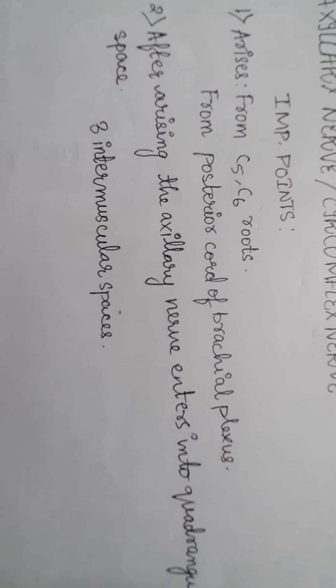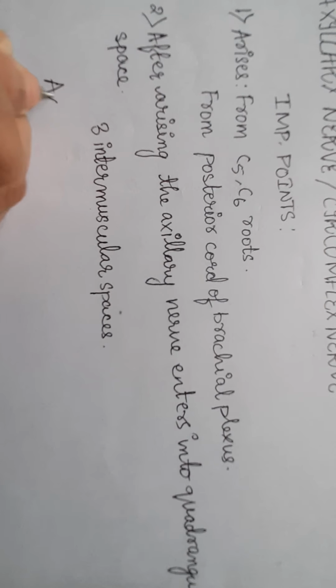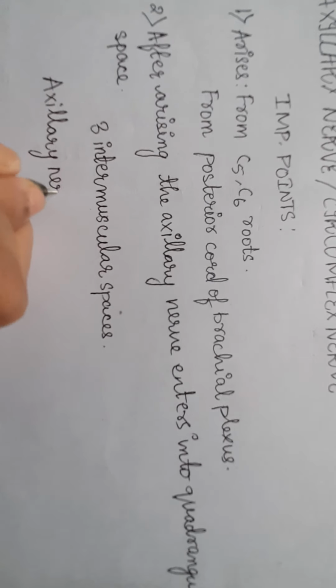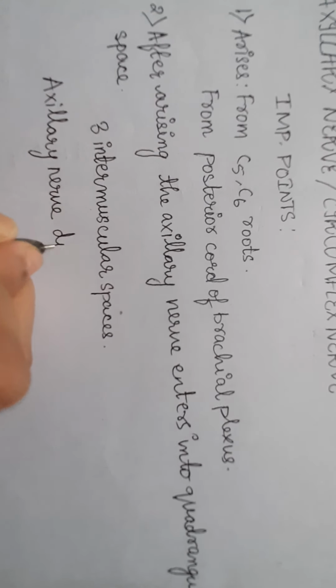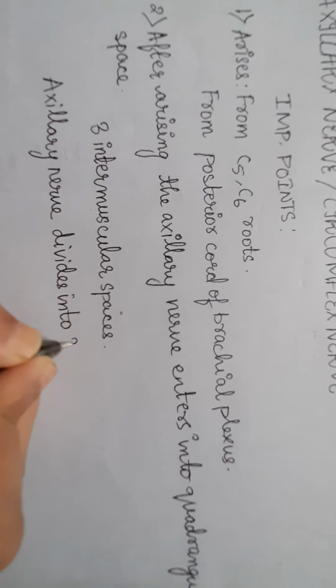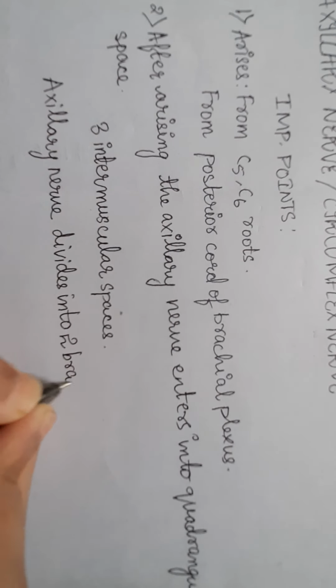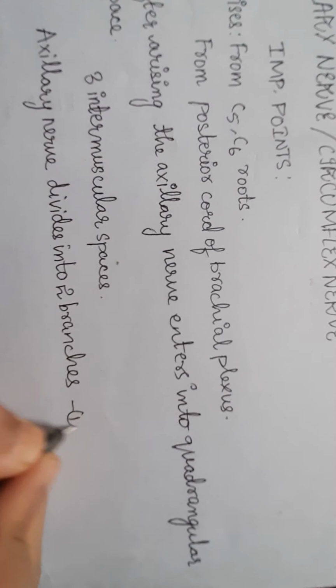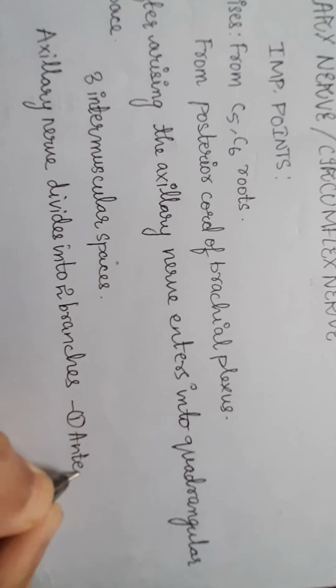Now, after entering into the quadrangular space, the axillary nerve divides into two branches, that is the anterior division or anterior branch, and the posterior division or posterior branch.